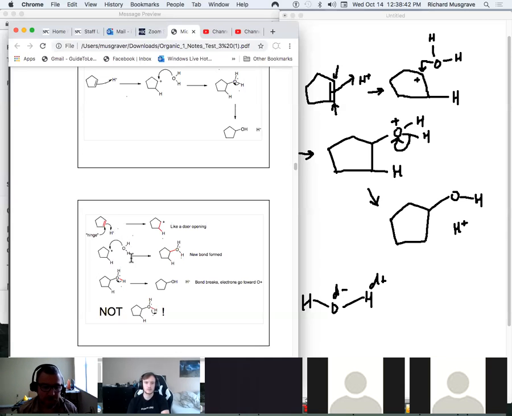All right. So I just wanted to point out again the direction of the arrow on that last step. A lot of people do want to do this. They want to say the arrow starts at the bond and then goes onto the H. And the story they're trying to say is, well, the H is leaving. But if we did that, then the H would come off as H negative, which wouldn't make a great deal of sense.